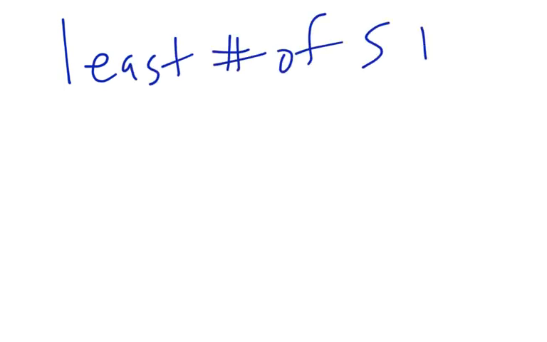The rule for multiplication and division is actually a different rule than addition and subtraction. And the rule for multiplication and division is that we use the least number of sig figs out of the numbers that we are multiplying or dividing.